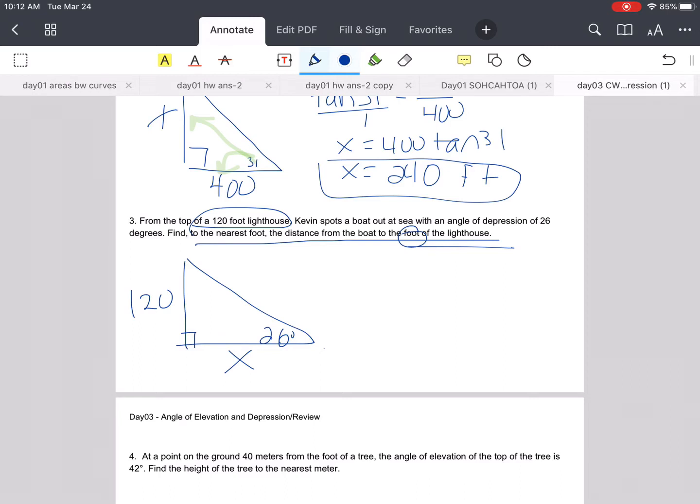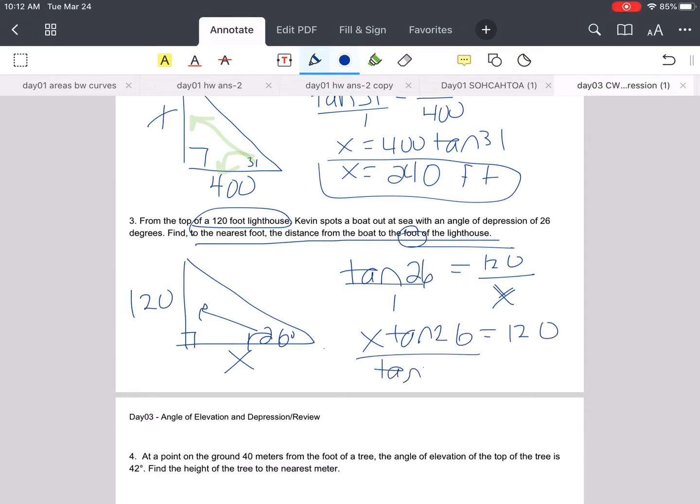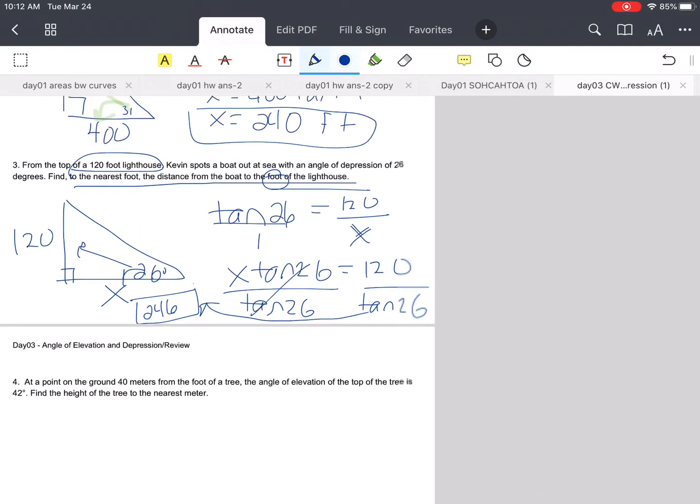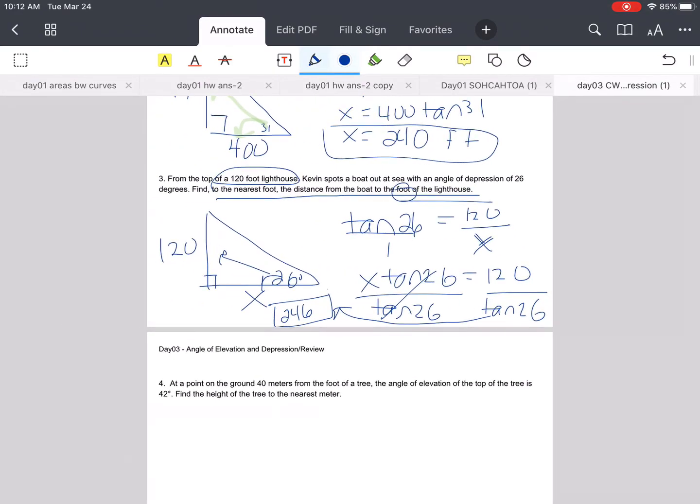Okay? So then that's going to be, again, tan, because it's opposite and adjacent. So tan of 26 is equal to 120 over x. Cross multiply, x tan of 26 equals 120, divided by tan 26, divided by tan 26. So 120 divided by the tan of 26 is 246. I believe that's 246 feet.